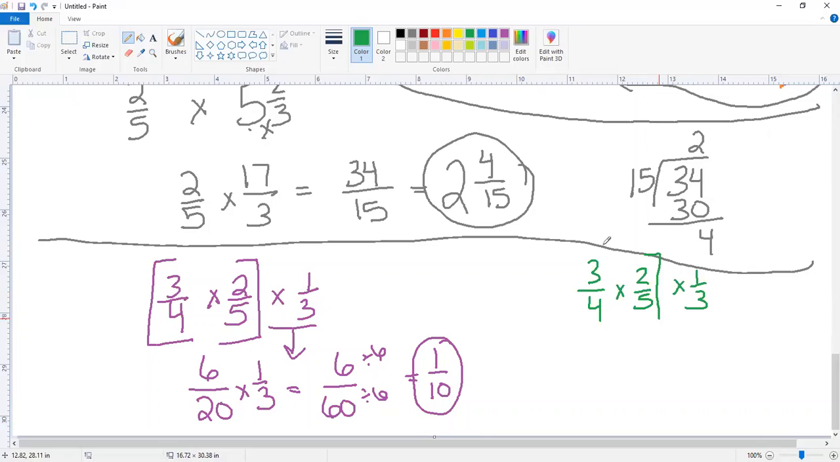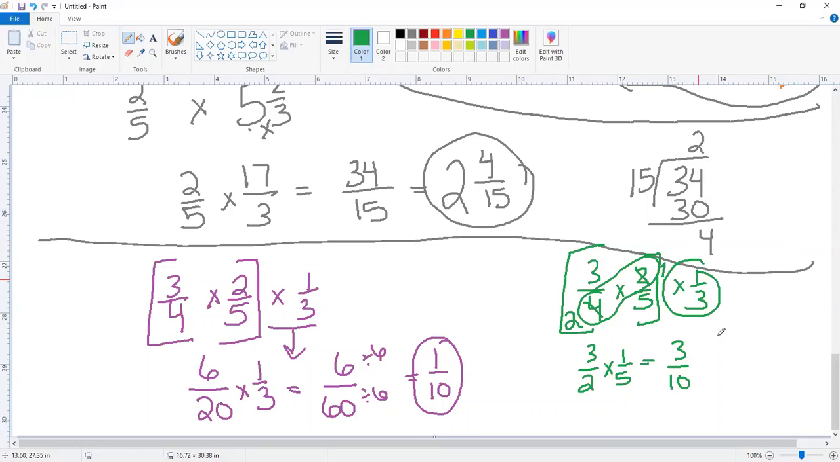Now, if we did it the other way, where we cross-simplified, we're still going to start with the first 2 numbers, but I can see the 4 and the 2 can be reduced by 2. So I have 3/2 times 1/5. And that equals 3/10. Then I'm going to bring down the 1/3, and I can simplify across that way too. Both can turn into 1, and I have 1/10 times 1/1, which equals 1/10.